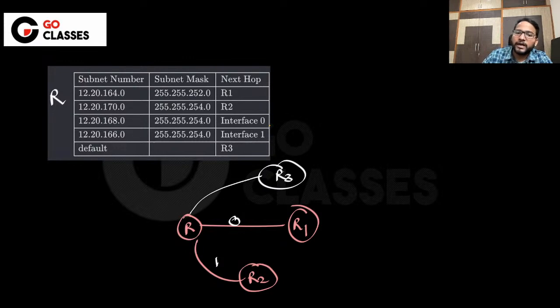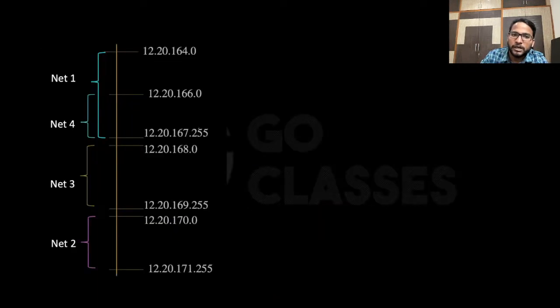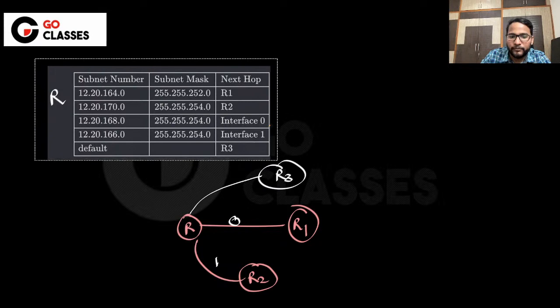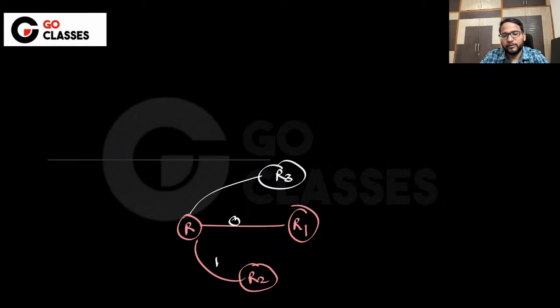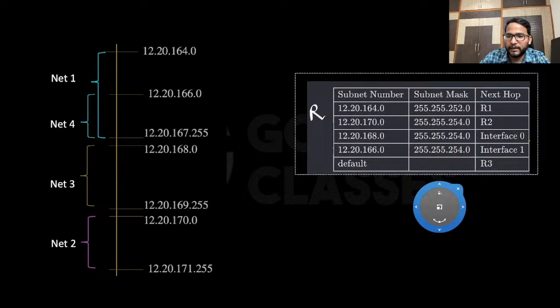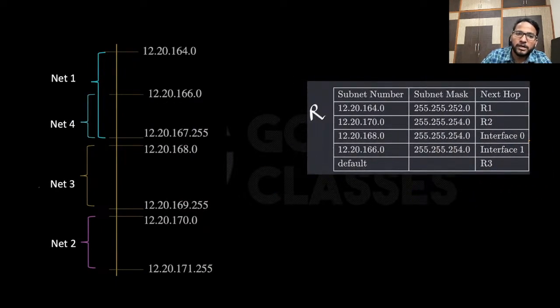Okay, so let's see the possibilities. These are the 4 networks given to me. What I did is I just drew those 4 networks on the number line, and I will see which assumptions are valid here. Is this clear to everyone? This is network 1, and network 4 is actually part of network 1. That is okay. This is network 3. This is network 2. Right?